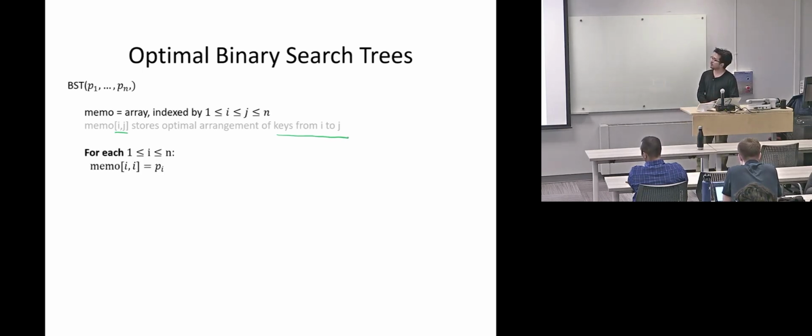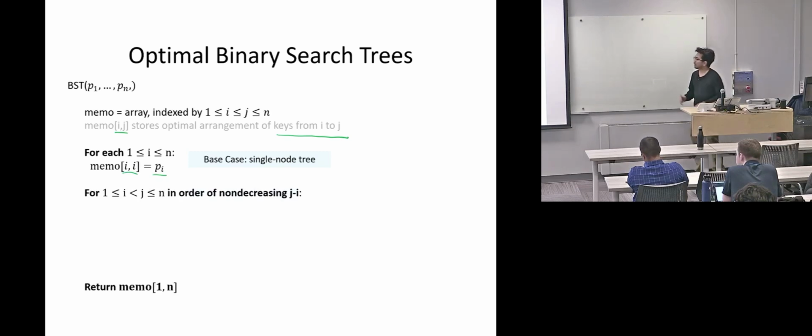Put the base case. The base case is when there is just one node, and the cost is P_I. And now fill in the table in some bottom-up way. What's the correct bottom-up way? You need to loop through this in such a way that the length of I to J is increasing, like the size of the interval is increasing. So non-increasing order of I minus J.